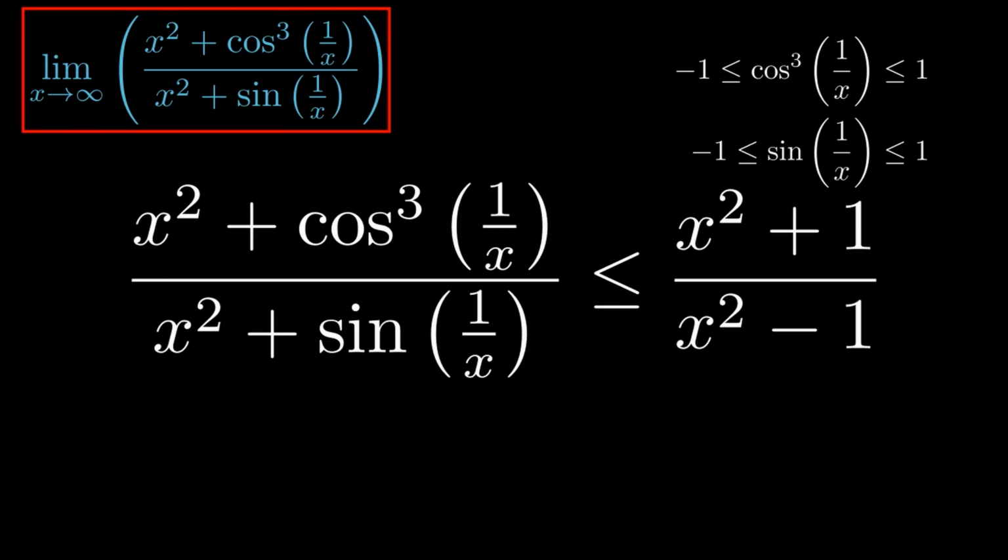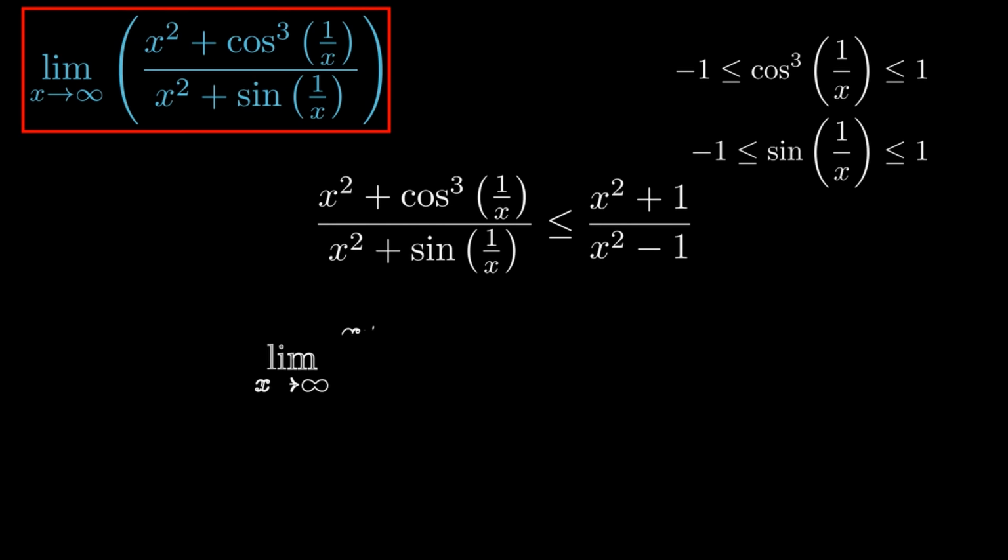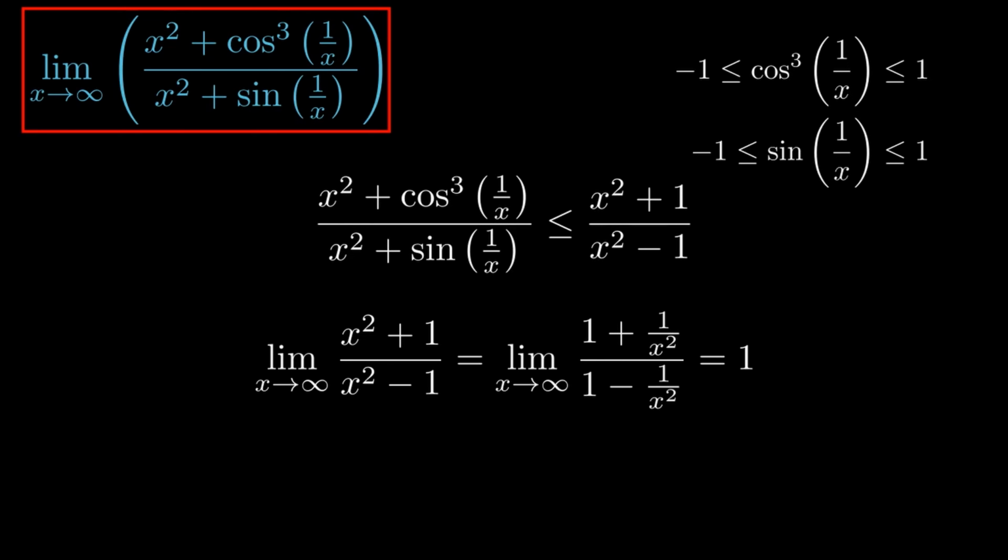For example, x squared plus 1 is always bigger than x squared plus cosine cubed of 1 over x, and x squared minus 1 is always less than x squared plus sine of 1 over x. So we're going to have a bigger number on the right hand side of the inequality. Now what we want to do is take the limit of (x squared plus 1) divided by (x squared minus 1). If we divide by x squared, we get the limit as x goes to infinity of (1 plus 1 over x squared) divided by (1 minus 1 over x squared). This limit just evaluates to 1.